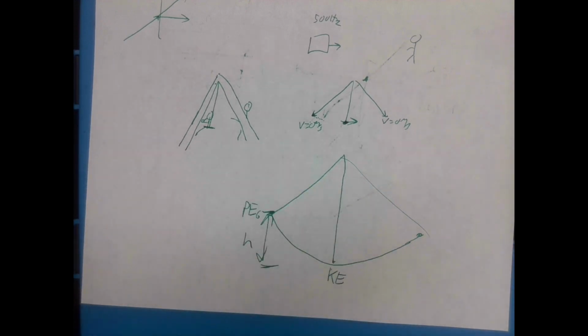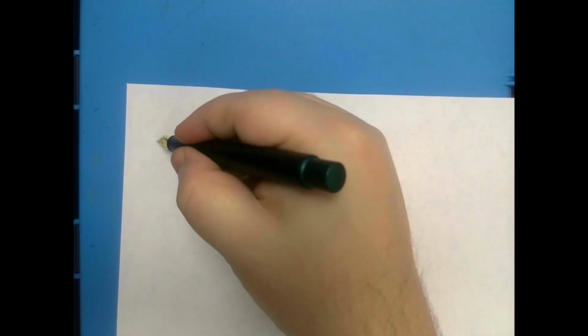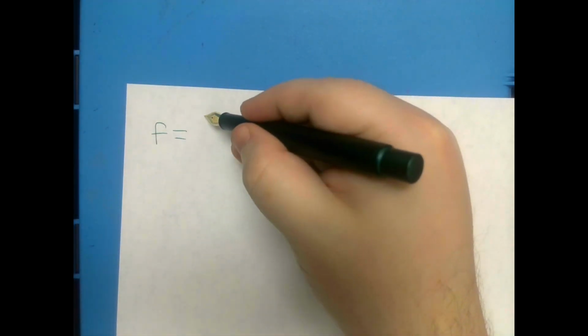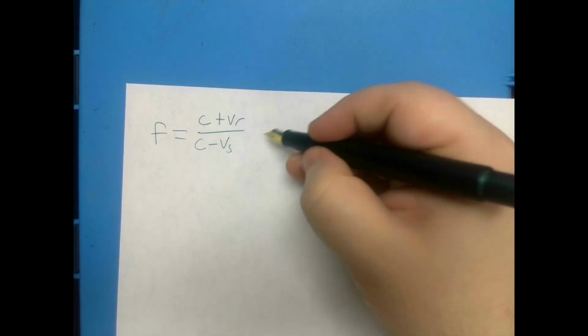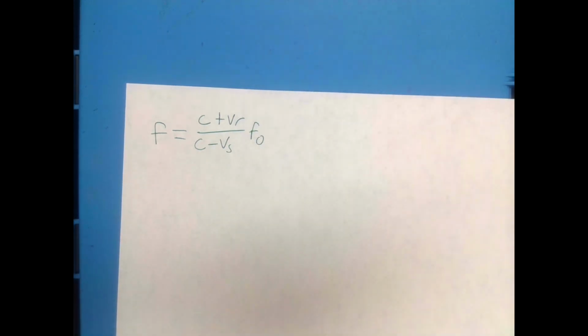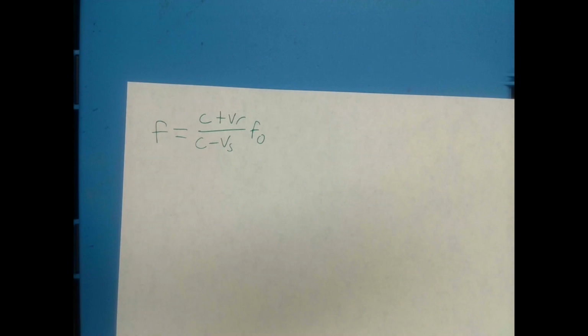The equation for this, and I have a jumble of equations on the test, it's up to you to decipher which one goes to which and what this means. So the equation is (C plus Vr) over (C minus Vs), times the base frequency. Remember that these values are positive if they're moving toward each other. You need to know how to apply it.